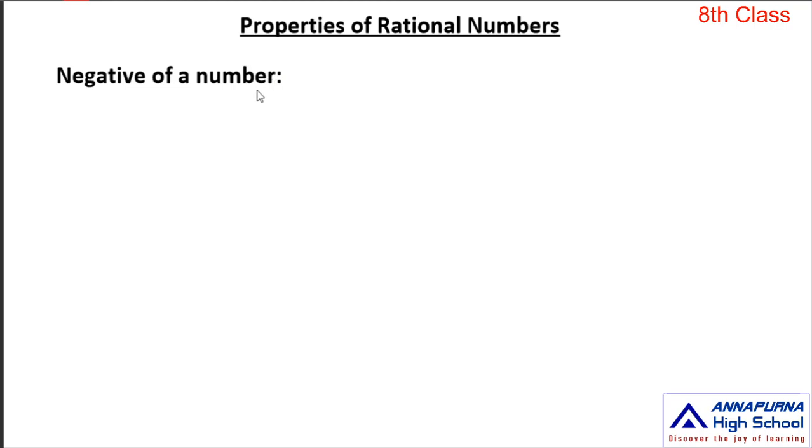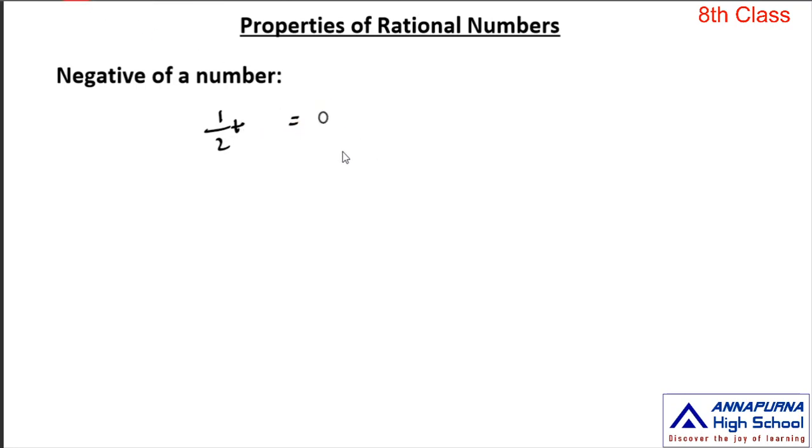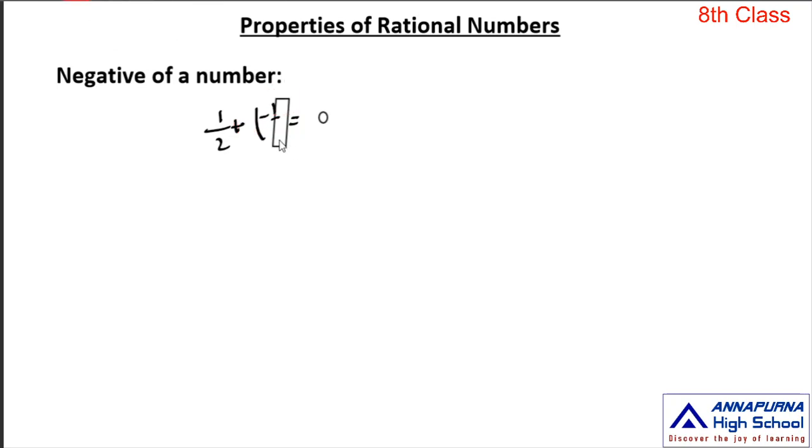Okay, so when you come to the next one, negative of a number. So how to define the negative of a number? For example, if you take a rational number 1 by 2, how much do you add to this number to get the additive identity? What is the additive identity? 0. So how much do you add to this number to get 0? Obviously it's minus 1 by 2. This minus 1 by 2 we call the negative of 1 by 2.